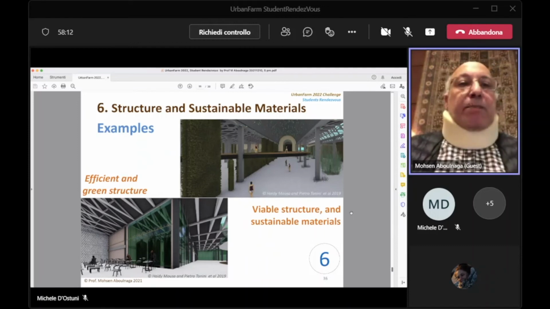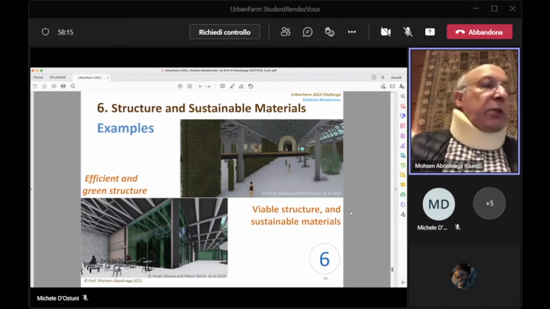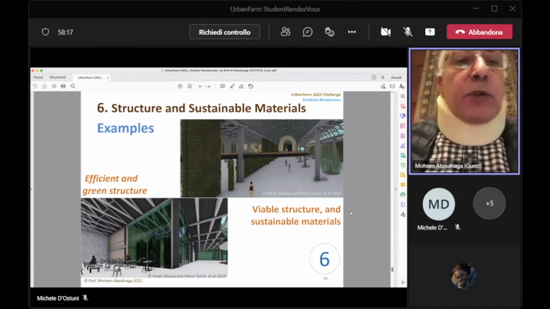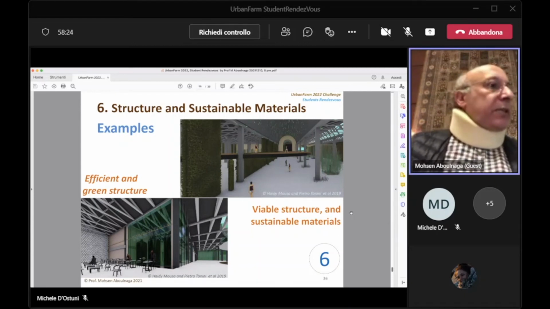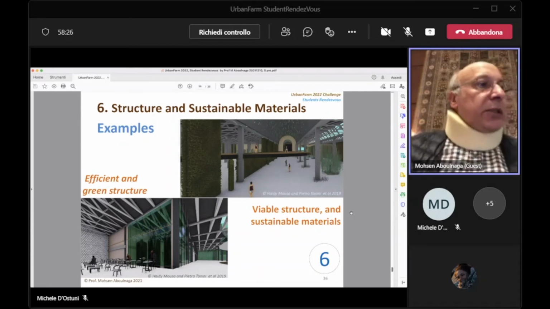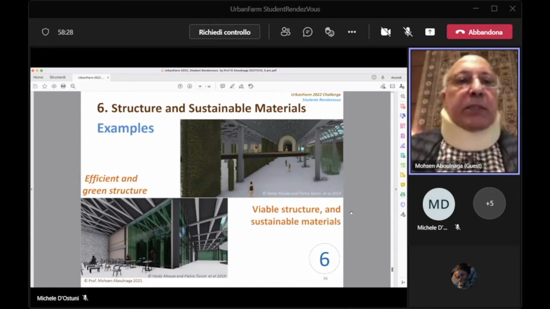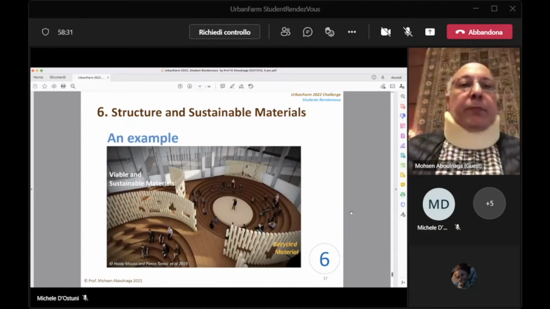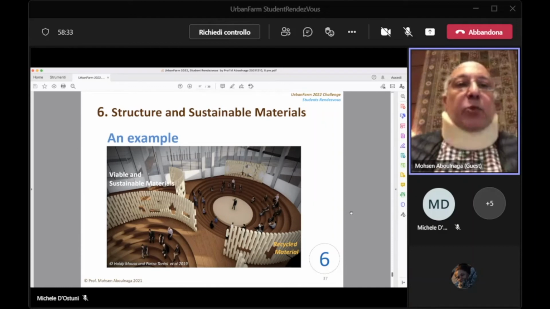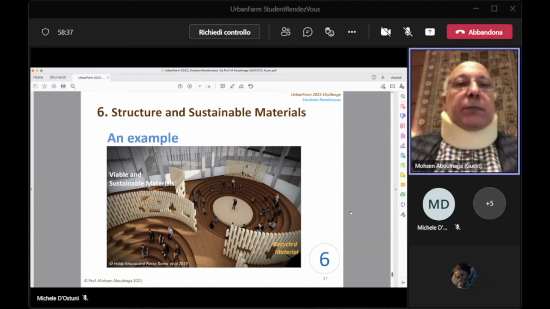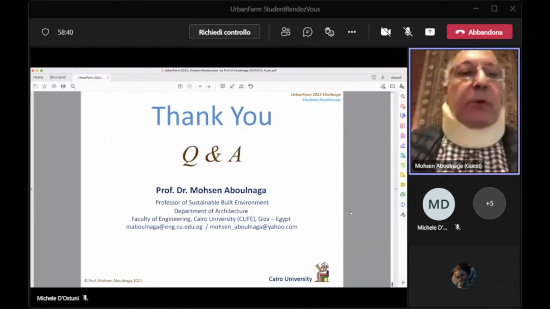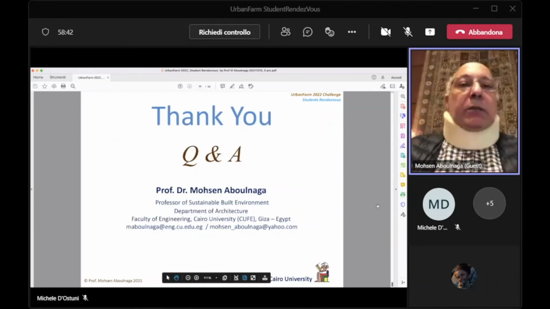Those are some of the examples in terms of structure material. You see all the materials actually used in this project were recycled and reusable material. And again, viable structure material and recycled material inside the spaces and outside the spaces. Next slide, please. That's an example also from the winners of previous years. And next slide. I think I covered all the points.